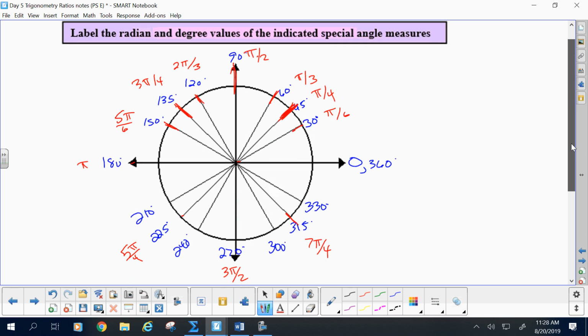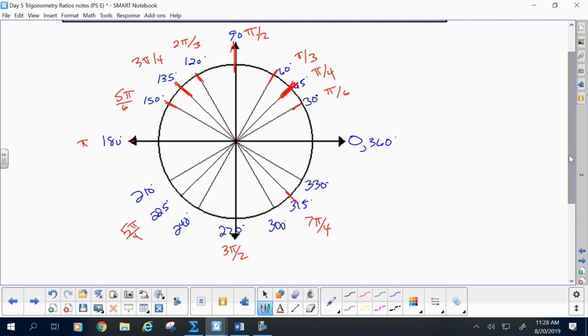And so let's see what I'm missing. 210 degrees. What is it in radians? 7 pi over 6. We know 210 is a multiple of 30 degrees. It's 7 30-degree angles, and so it's 7 pi over 6. What about 240? It's a number of 60-degree angles, right? How many 60-degree angles? 4 pi over 3. Each 60 degrees is pi over 3.